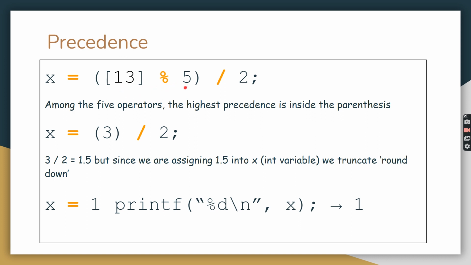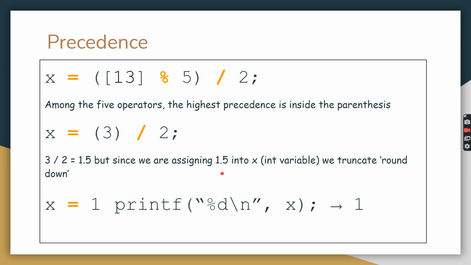So 13 mod 5 will give us a remainder of 3, because when we divide 13 by 5, we get a value of 2 with a remainder of 3. We'll then divide 3 by 2, and lastly assign that to x. But we have to consider a special case here. When we divide 3 by 2, the result would be 1.5, which is known as a floating point number in programming languages.